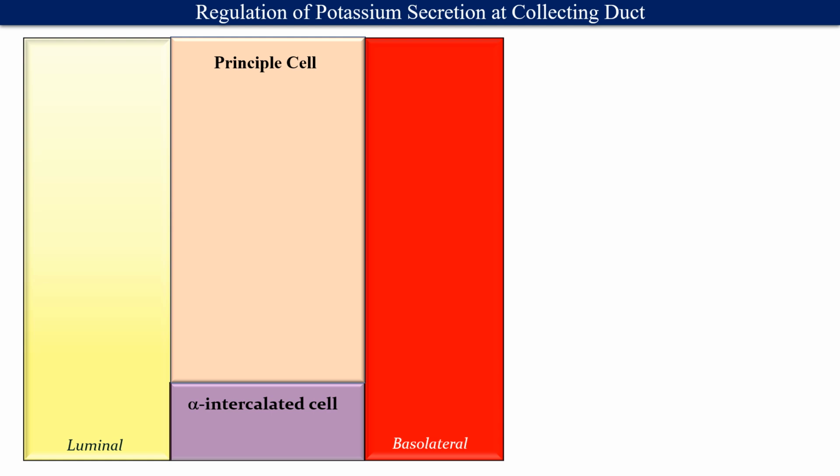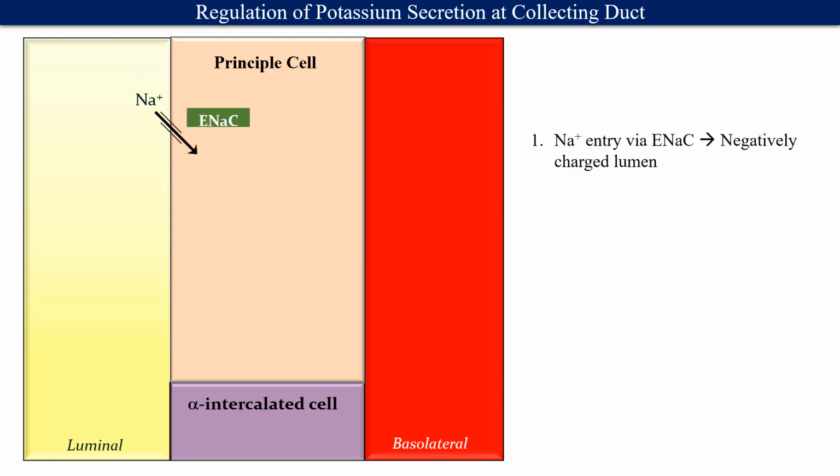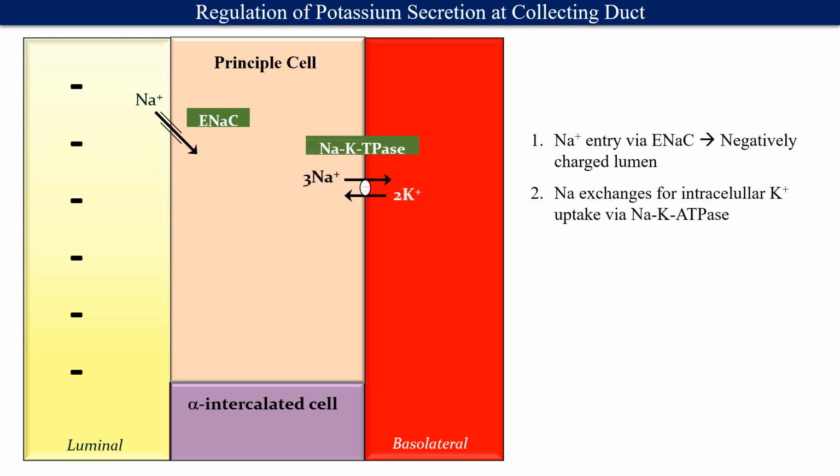Focusing on potassium secretion at collecting ducts. This is a multi-step process. First, sodium delivered to the distal lumen enters principal cells via the epithelial sodium channel ENaC, creating a negatively charged lumen. Second, sodium is reabsorbed in exchange for potassium via the basolateral sodium-potassium ATPase. Third, the accumulated intracellular potassium subsequently gets secreted into the lumen via the potassium channel down a favorable electrical and chemical gradient.